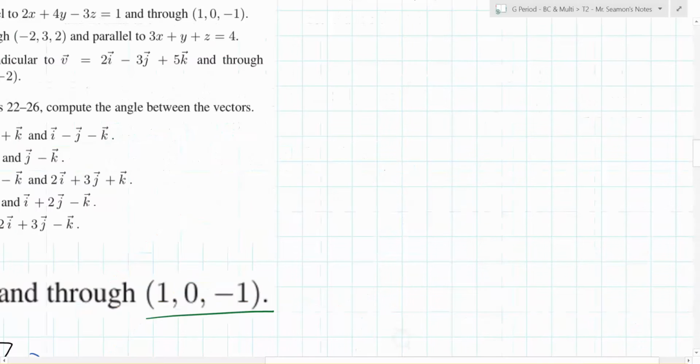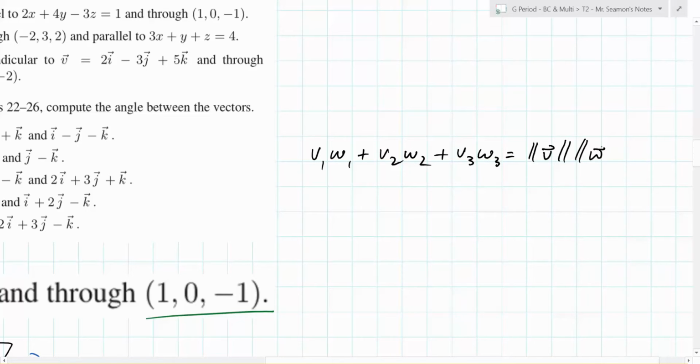Exactly. What's that relationship we talked about last class? The dot product, do you remember? So it was V1 W1 plus what? V2 W2 plus V3 W3 is equal to what? Cosine theta. That's the phrase you need to memorize, because if you memorize that, can you figure out a whole bunch of stuff from there?